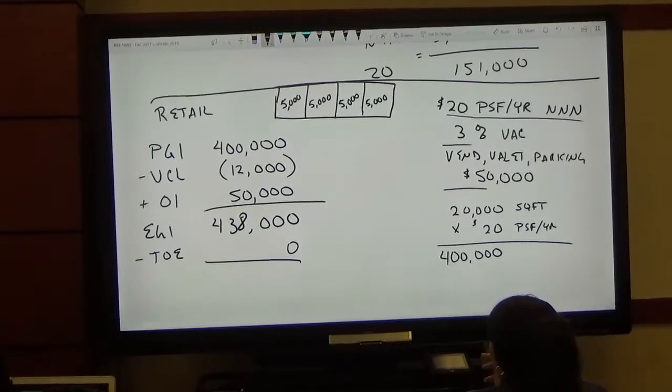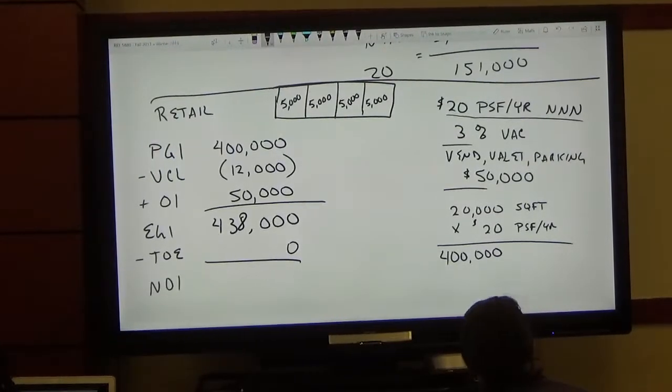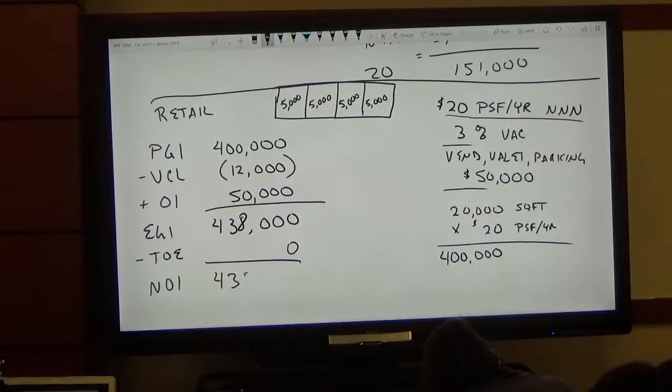Does that make sense? Okay, and that's where it can get a little fuzzy, because you will have in Argus reimbursable expenses. Okay, and that's what they're basically referring to. All right, so in this case, that leaves us with our net operating income, in this case, $438,000.